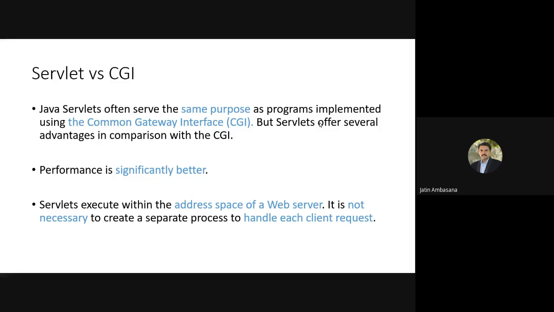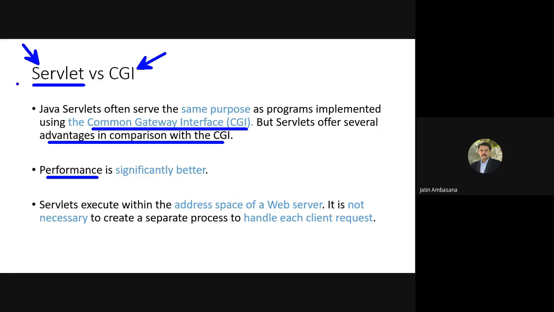So now there have been various attempts to discuss servlets and CGIs. Java servlets often serve the same purpose as CGI. CGI was an old technology, and it was used when the servlets came. So servlets had to compete with CGI, right? But servlets offered lots of advantages compared to CGI. They had good performance, much better performance than CGI. Second thing is CGI was process based, whereas servlet was thread based because it was running on Java. And Java supports multi-threading. So servlets, that's why, became popular.